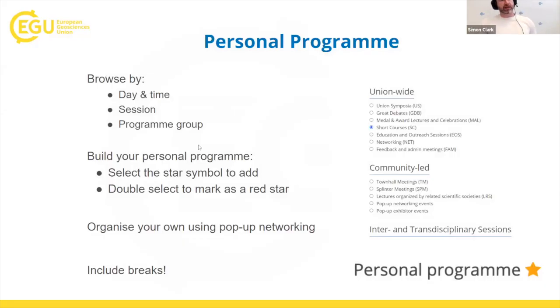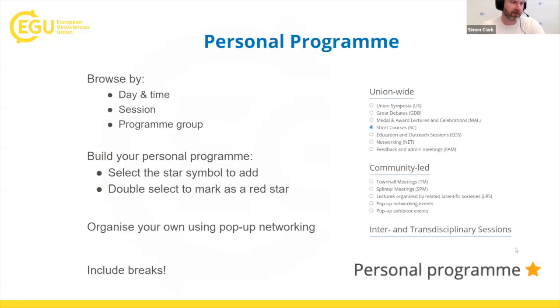The best way, I think, and the easiest way, is to build your program. Next to each session or oral presentation or whatever it is, you can press a star to add it to your program. If there's something you really can't miss, or perhaps you're organizing it yourself, double-click it to make it a red star to give that extra emphasis.